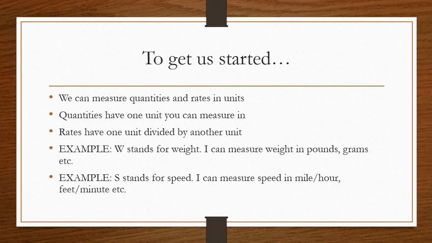Here's a little bit of vocabulary that will be helpful before we get started. We can measure units in either quantities or rates. Quantities are written in one unit, while rates are a unit per unit, or a unit divided by another unit. For example, if we use the capital W to stand for weight, we can measure weight in various things like pounds, grams, etc. Whereas S stands for speed, we can measure speed in miles per hour, feet per minute, or anything else really. The difference that you need to keep in mind is that quantities is what you're measuring, and the rate is what you're measuring in. That's really the thing that you need to keep in mind.